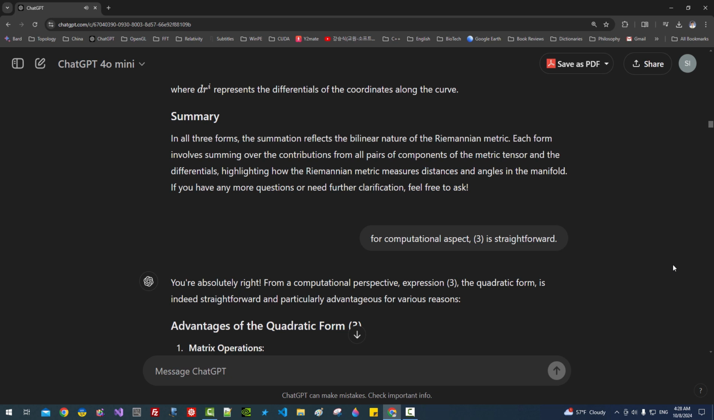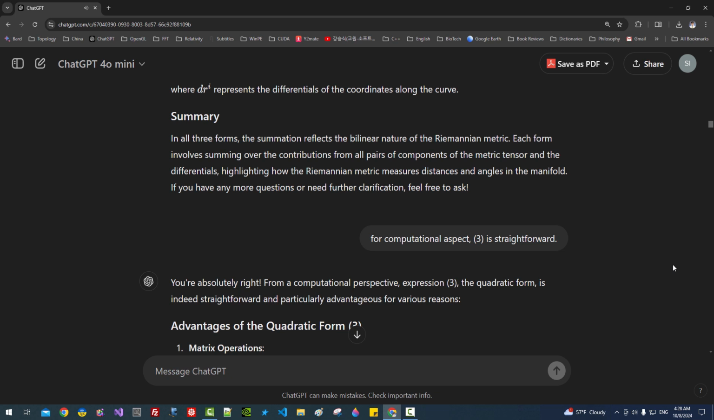In all three forms, the summation reflects the bilinear nature of the Riemannian metric. Each form involves summing over the contributions from all pairs of components of the metric tensor and the differentials, highlighting how the Riemannian metric measures distances and angles in the manifold. If you have any more questions or need further clarification, feel free to ask.